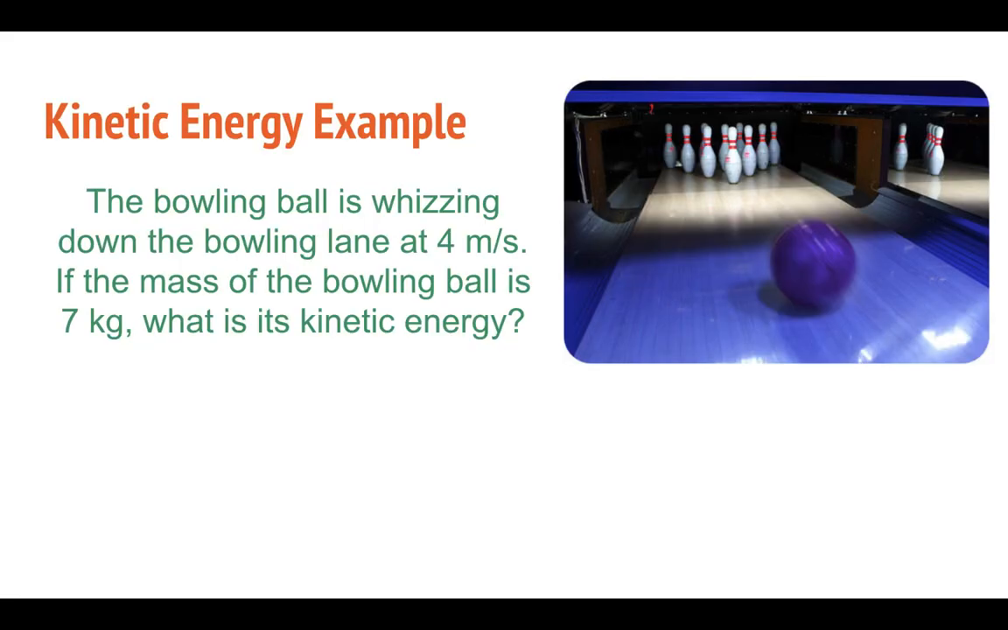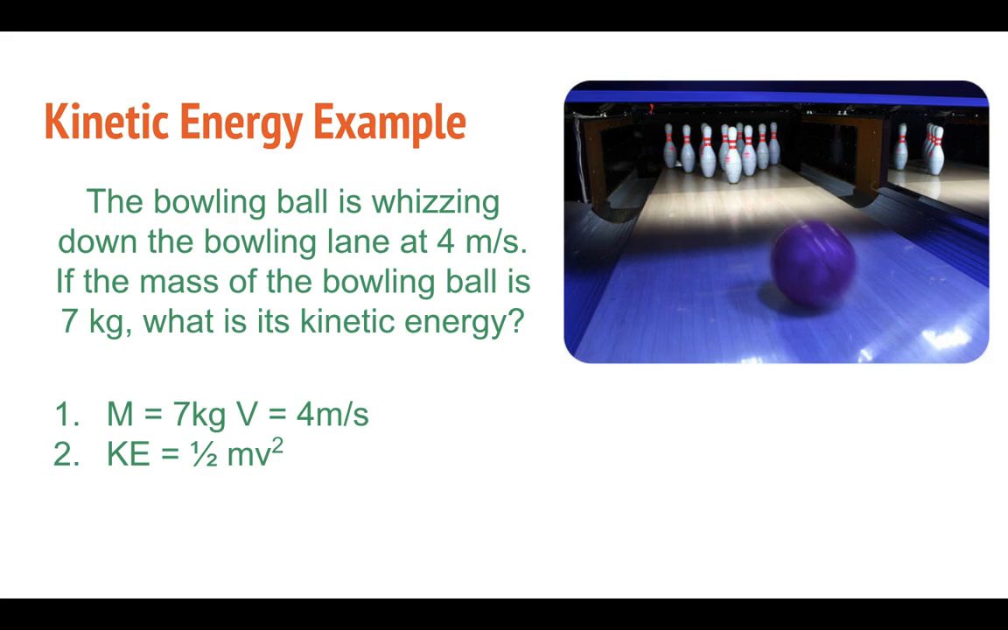Here is an example. The bowling ball is whizzing down the bowling lane at 4 meters per second. If the mass of the bowling ball is 7 kilograms, what is its kinetic energy? Just like how we've set up problems before, we're going to set them up the same way. We're going to start by writing down what we know. Here we know the mass of the bowling ball is 7 kilograms and the velocity is 4 meters per second.